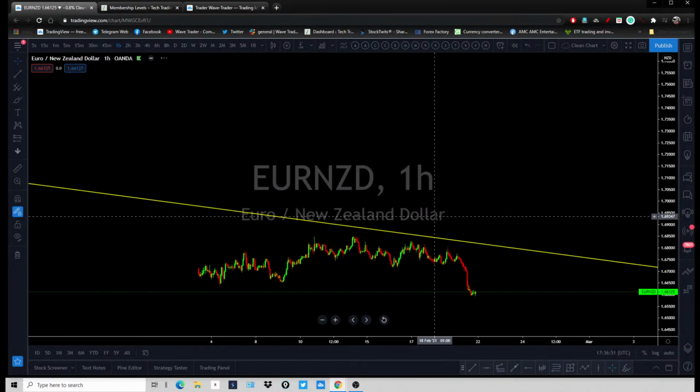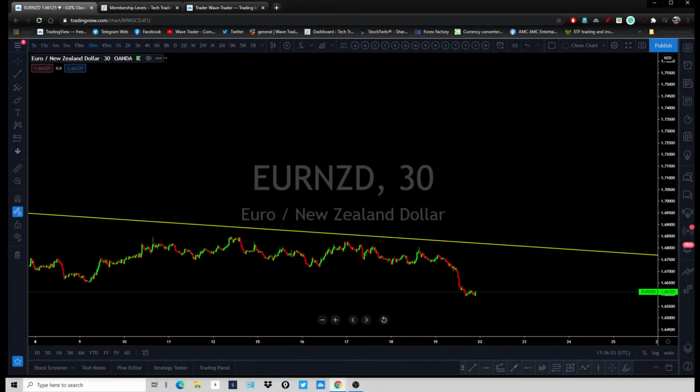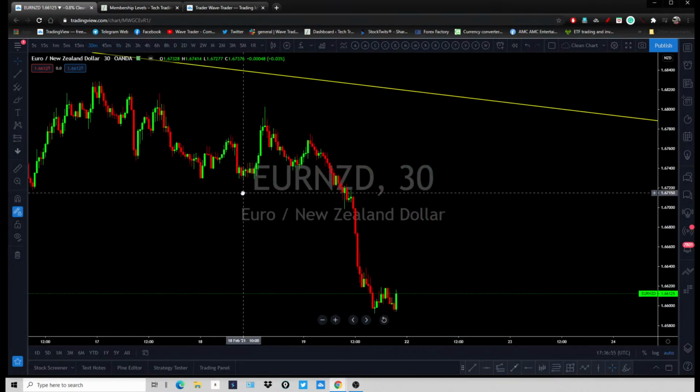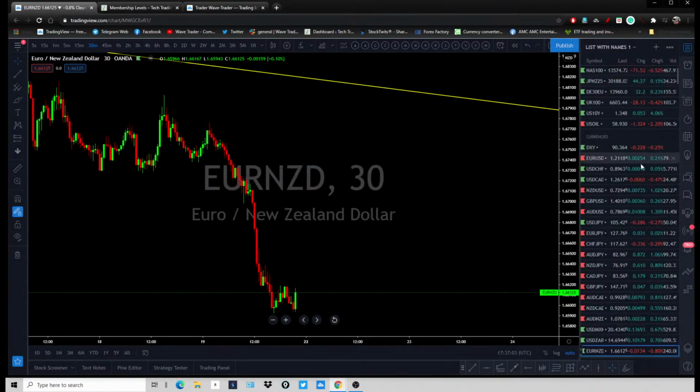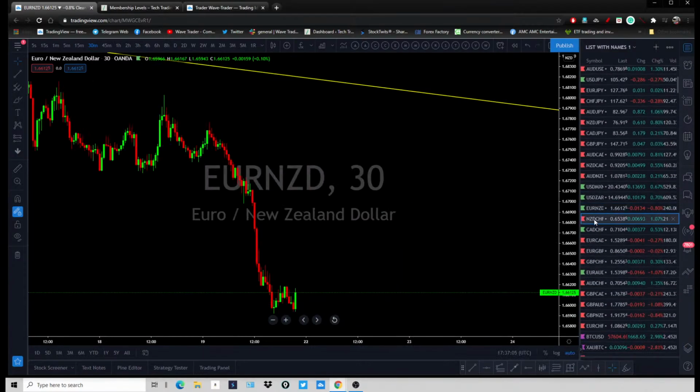So look at the lower time frame. When market opens, look at the lower time frame and price to rise aggressively. Rise, correct, and go back up.